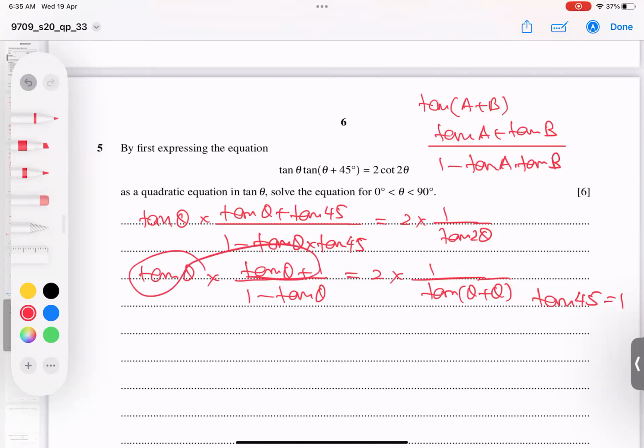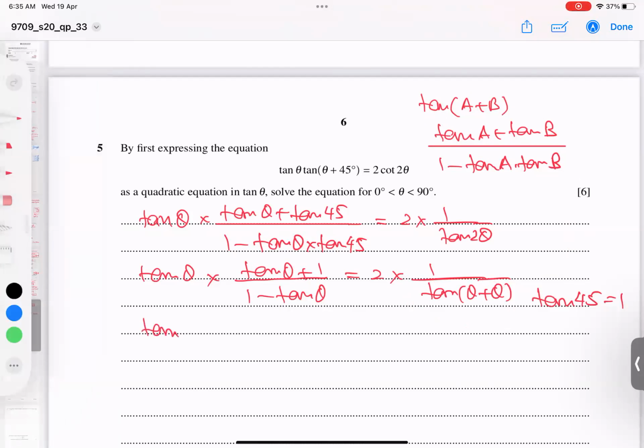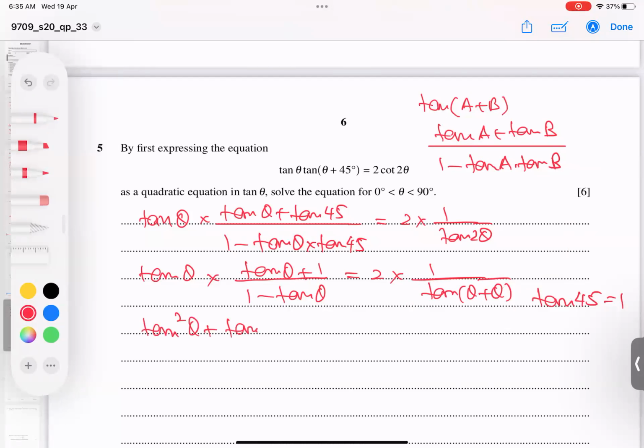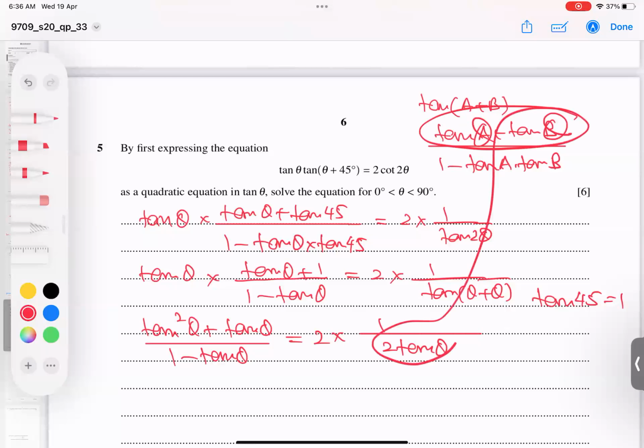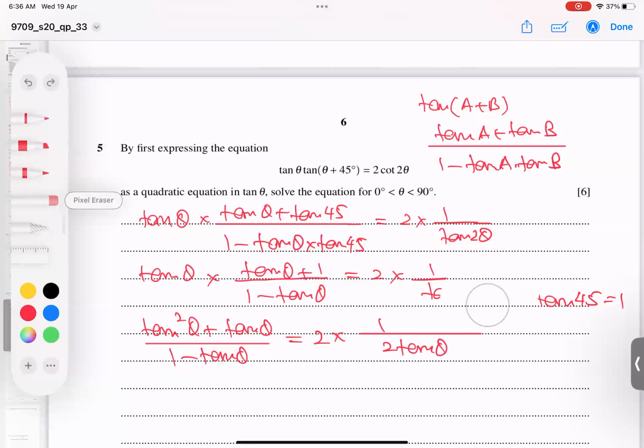So multiplying both, I get tan into tan becomes tan square, plus tan theta. In the denominator, I have 1 minus tan theta. And what is on the right-hand side in the denominator? When I apply the formula with theta and theta, I get tan theta plus tan theta, which gives 2 tan theta. Repeating again, tan plus tan gives 2 tan theta. I hope that is a clear idea. And in the denominator, tan theta into tan theta becomes tan square theta, so I'm writing this in the denominator.